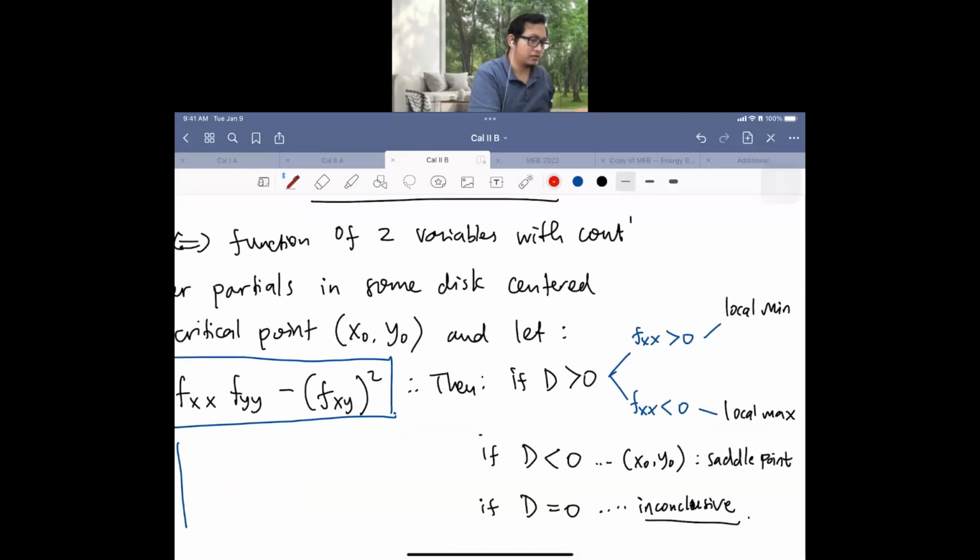We can also check partial yy. Same condition. So when partial yy is positive, it's local min. Partial yy negative, it's local max. But I think it's better to stick with just one. I think maybe just partial xx. That will be better.